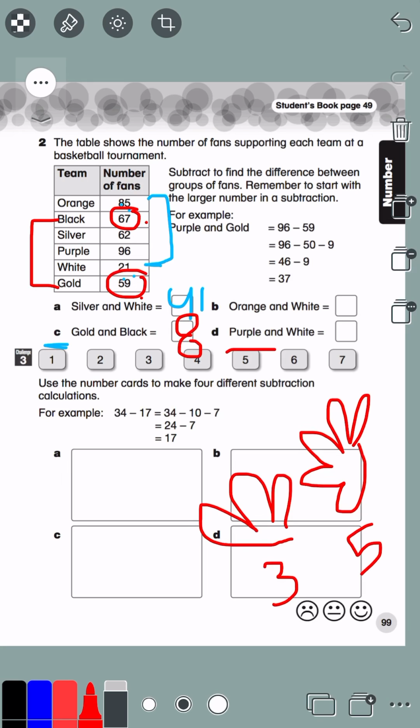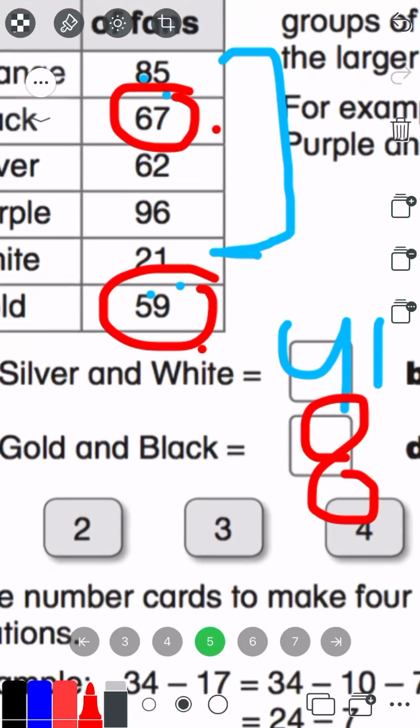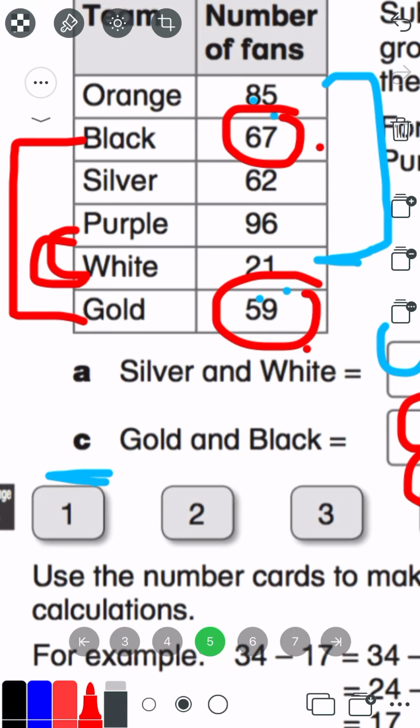What is the difference between the purple and the white? Here is the purple and here is the white. As you can see, you can subtract right away the ones minus the ones and the tens minus the tens.